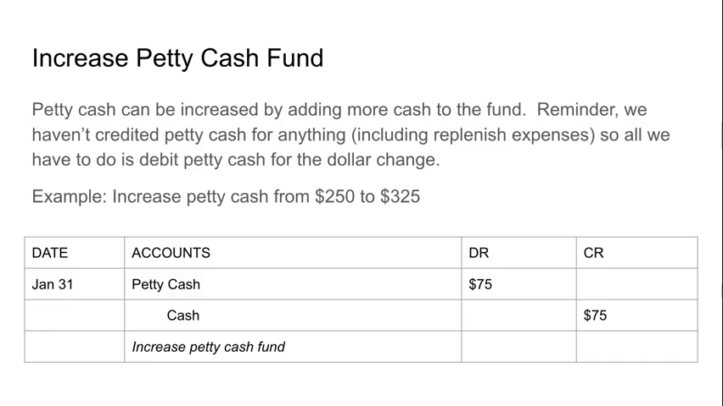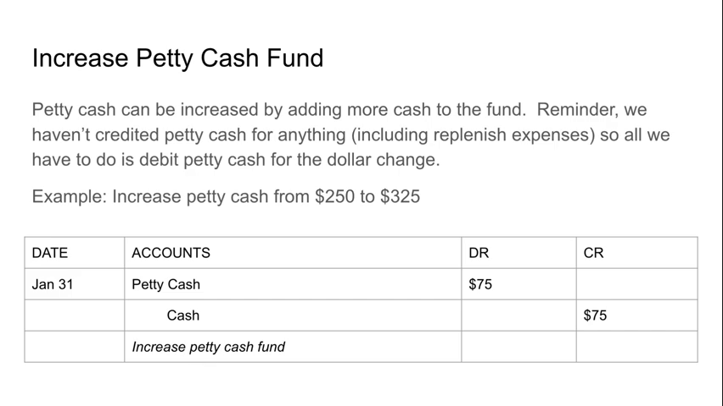So in this example here, we want to increase petty cash from $250 to $325. So again, the petty cash account already exists. It's already $250. So all we need to do is debit an extra $75 to get it from $250 to $325. So again, the petty cash account coming into January 31st was already $250. So now we just need to put in $75 more dollars.